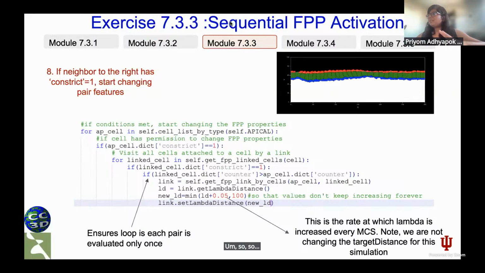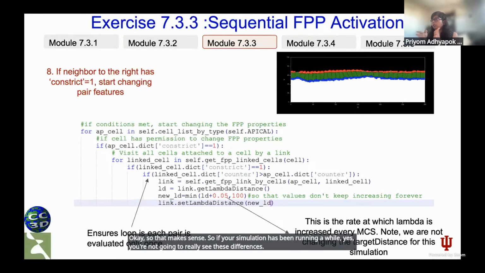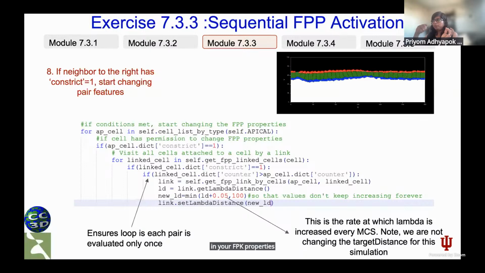So now you can see that this is B. Okay. So that is interesting. Okay, so that makes sense. So if your simulation has been running a while, yes, you're not going to really see these differences in your FPP properties, because you have already exhausted your FPP changes to the maximum during the simulation time, and you're not going to see the differences in the anterior posterior properties that we're talking about.